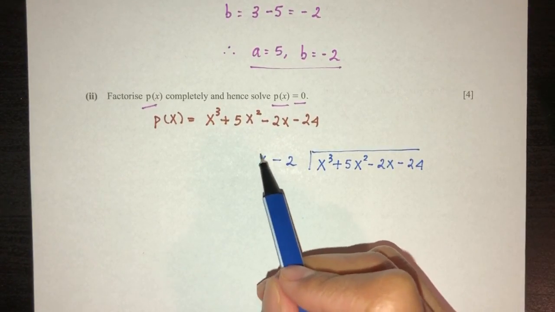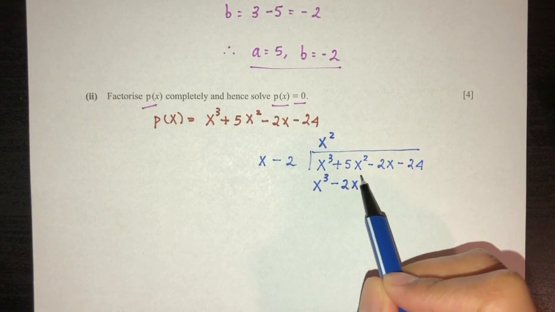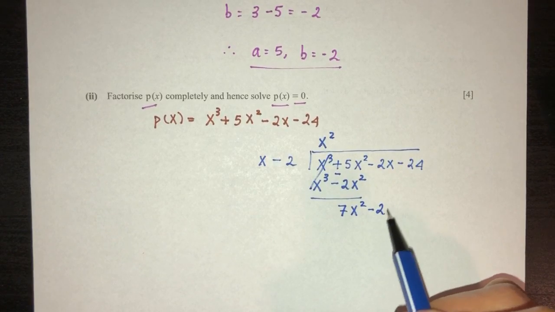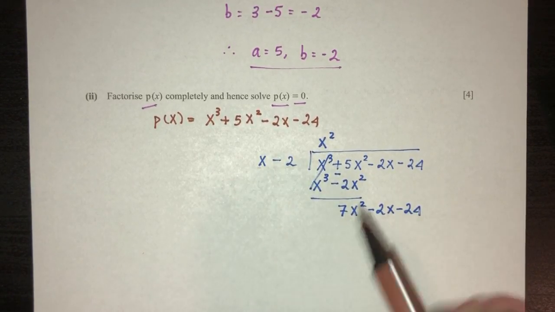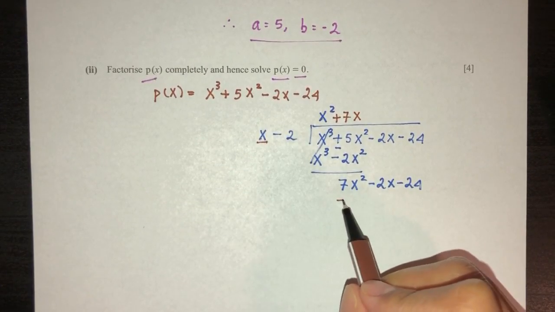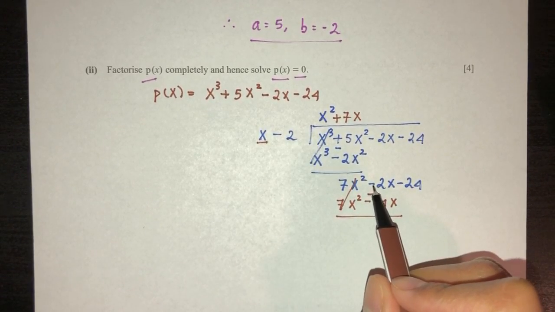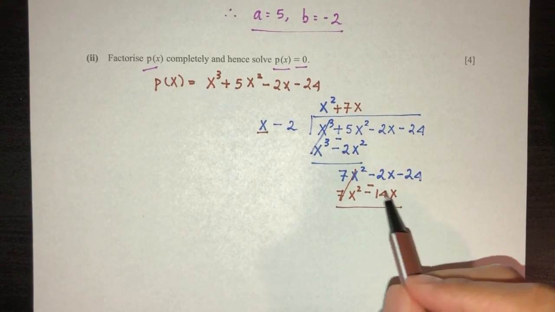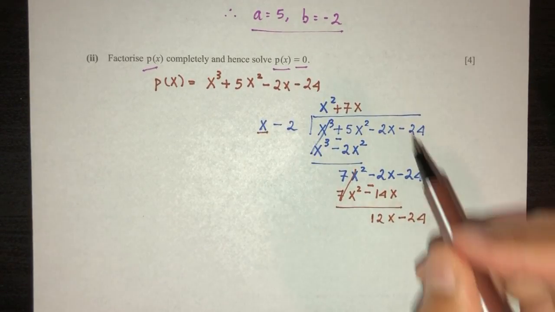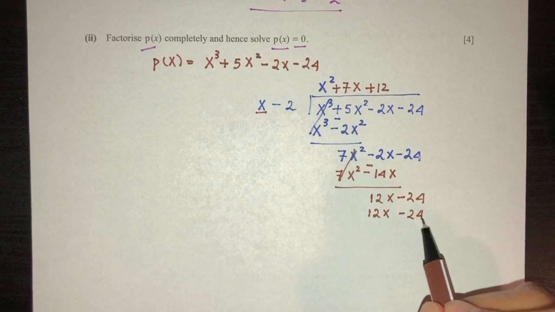First step, how can you make x become x cubed? We have to multiply by x squared. That will be x cubed minus 2x squared. These two will cancel out. Now what is 5 minus minus 2? That will be 7x squared minus 2x minus 24. Next step, how can you make x become 7x squared? You have to multiply by plus 7x. So you will have 7x squared minus 14x. That will be minus 2 minus minus 14, which becomes 12x minus 24. Now how can you make x become 12x? You have to multiply by plus 12. So here you will have plus 12x and minus 24, and this is supposed to give you 0.